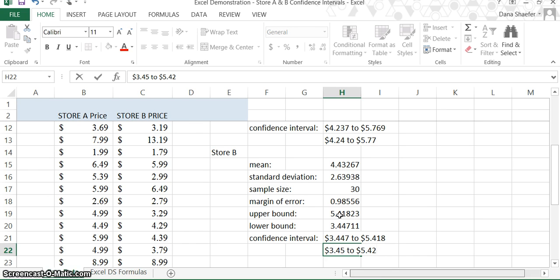So therefore, one can be 95% confident that the population mean of the prices at store B are somewhere between $3.45 and $5.42. So it's interesting. So look at what the confidence intervals are: $4.24 to $5.77, $3.45 to $5.42. So there is a possibility that the population mean is exactly the same for these two stores, since there's an overlap of the intervals.